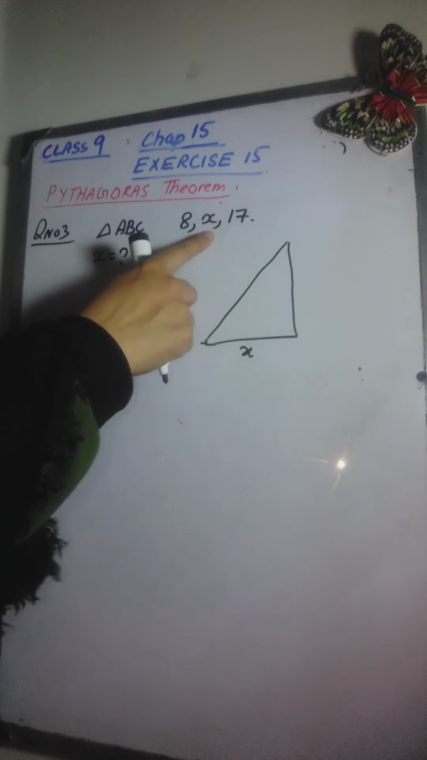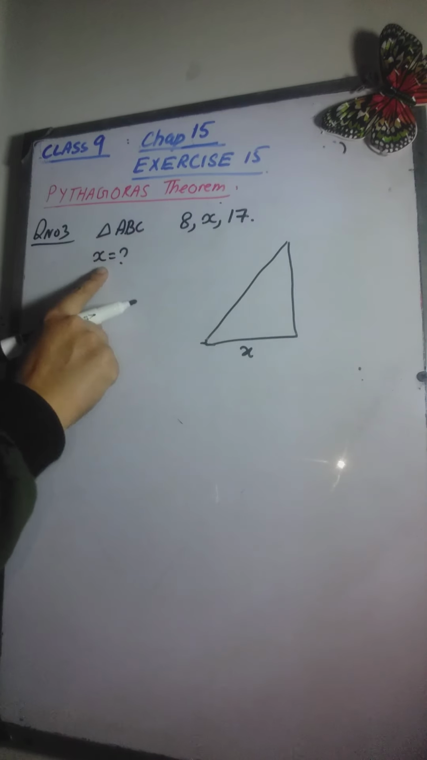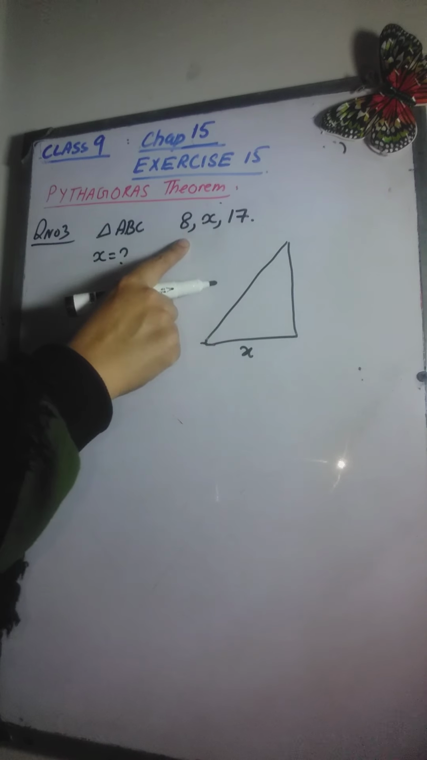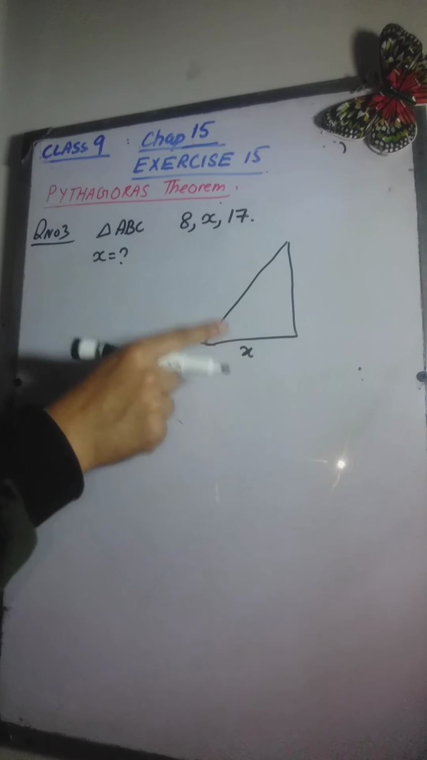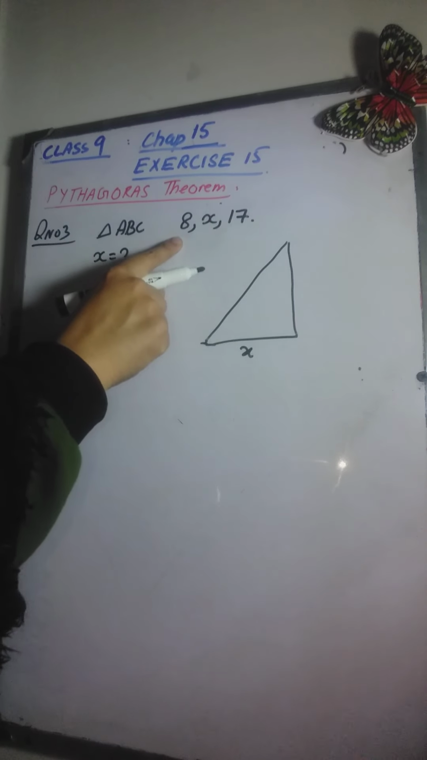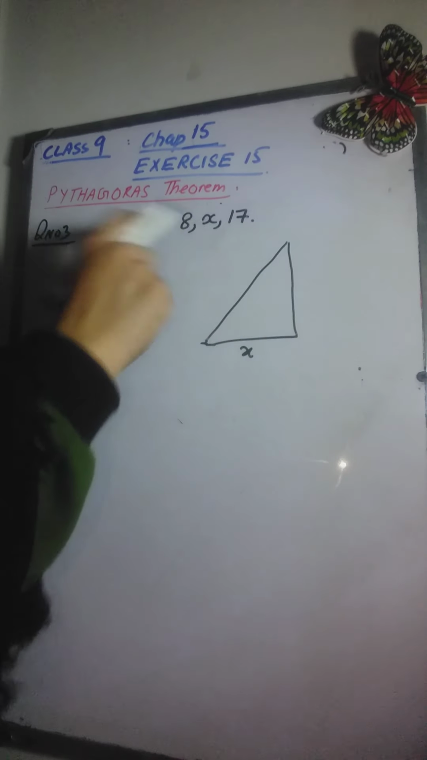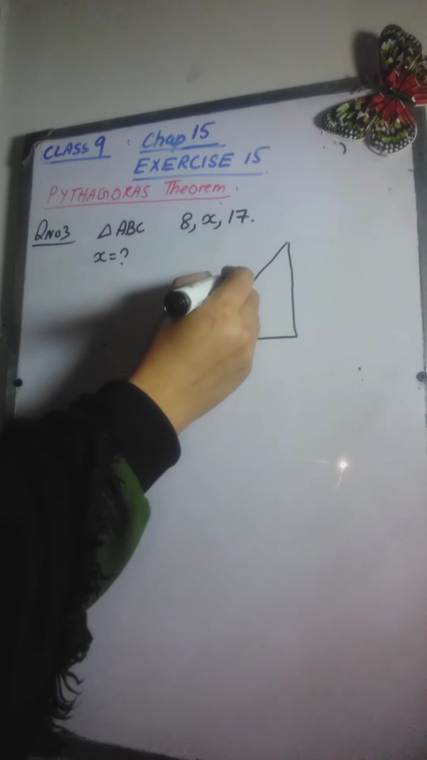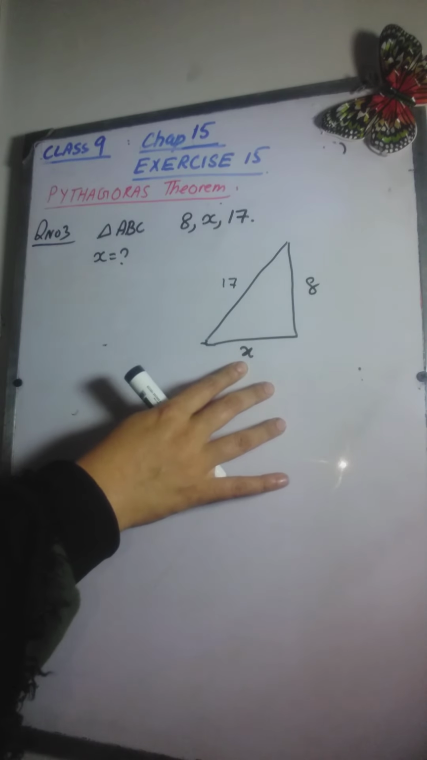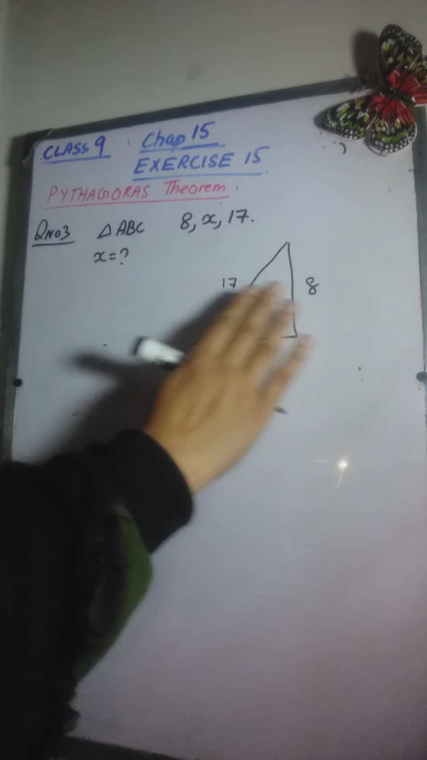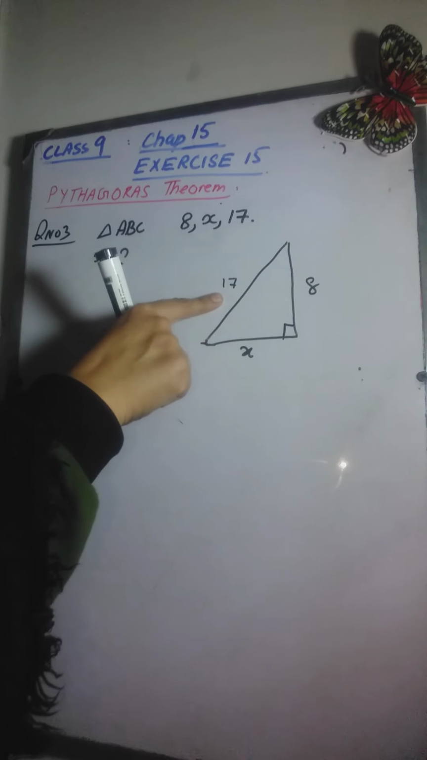So we are given three lengths, and it is given that x is the base of this triangle, and we want to find the value of x for which these three measurements become the sides of a right triangle. If this is the base, then one of these two will be the altitude and one will be the hypotenuse. We know that the hypotenuse is the longest of all three sides, so 17 should be the hypotenuse, and the altitude will be 8.